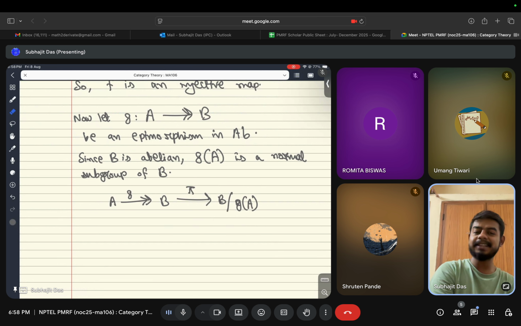We have this map pi already. To use the fact that G is an epimorphism, we need to come up with another map from B to B over GA such that these two compositions with G are exactly equal, and then we can use the fact that G is right cancelable to conclude that those two maps are the same, which will in a particular way conclude that GA is exactly equal to B. But the question is, what other map can we take such that whenever G is composed with pi and G is composed with that other map, the two composite maps are equal?